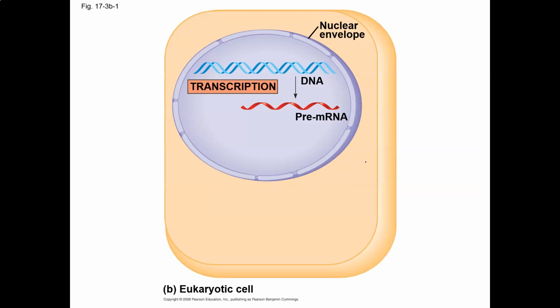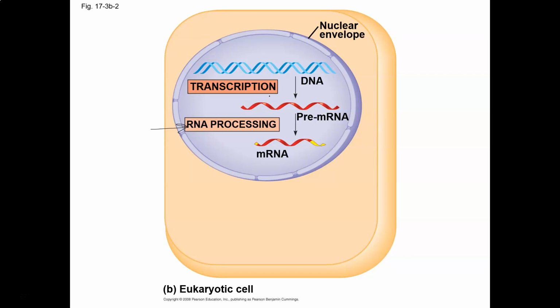Now let's look at eukaryotic cells. It's quite similar with one extra step. In eukaryotes, transcription occurs in the nucleus of the cell. And instead of the finished messenger RNA being made right away, first there is what they call pre-mRNA that is made that has to then be processed. You have to cut out some pieces of it, splice the rest of it back together to form the finished messenger RNA. They call that RNA processing. So that happens in eukaryotic cells.